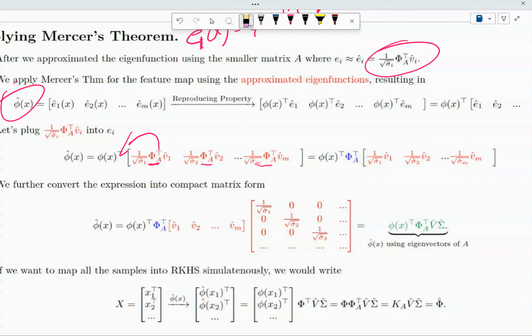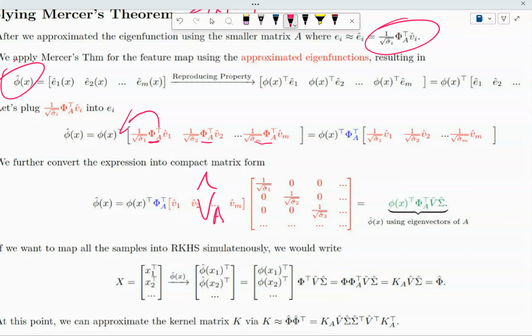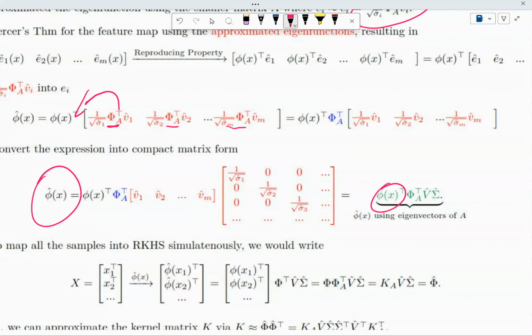Okay. Now, at this point, these are the eigenvectors of A. I'm going to call it V hat right here, and these are the eigenvalues of A, and I'm just going to call it sigma hat. So when I combine all these together, the final result is that the approximate feature map is equivalent to phi A, and then the eigenvectors and eigenvalues, these two. So this right here is equivalent to phi hat of x.